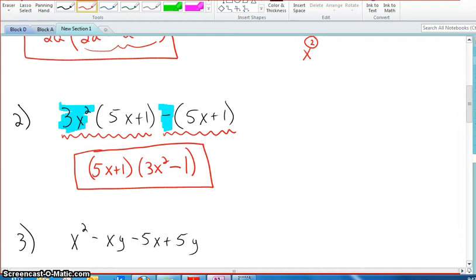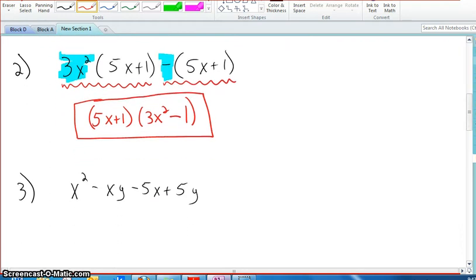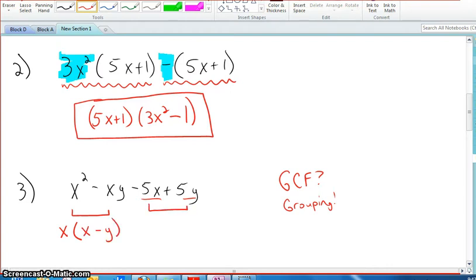Okay, let's try another one. Here, I'm checking, do I have a GCF? Is there a greatest common factor? No, there isn't. I have four terms, 1, 2, 3, 4, so I'm going to try factor by grouping. If I leave the first two together, what do they both have in common? They have an x. What's left over? X minus y. And then what about the second two terms? What do they have in common?